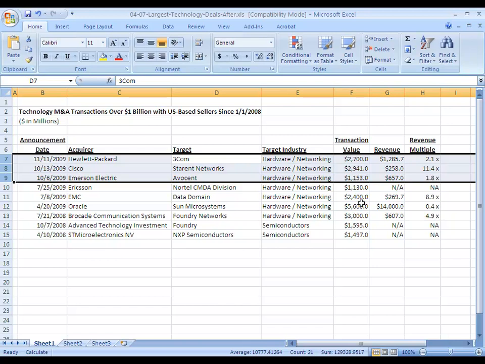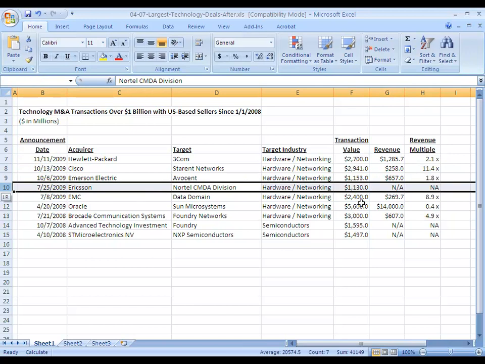This one on Ericsson and Nortel. This one's actually an interesting transaction, and it's actually a very good one to use if we had enough information, because essentially it was Ericsson buying the mobile division from Nortel, which is another large company. The problem here, though, is twofold. First off, this is a divestiture.